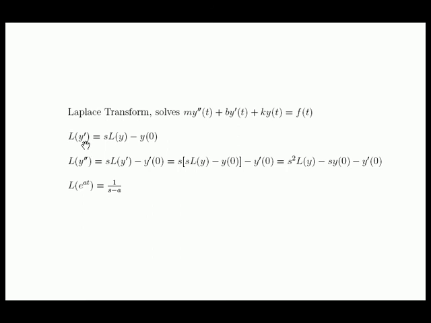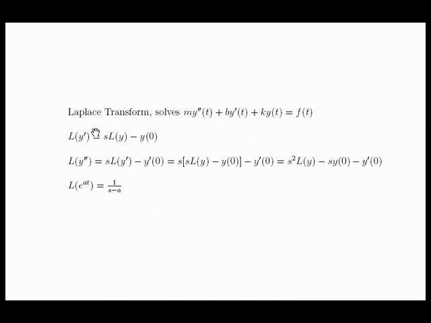Because, you know, the Laplace transform of y double prime is just s times the Laplace transform of y prime minus y prime of 0. So just apply this formula to y prime, and then apply this formula to L of y prime again, s L of y minus y of 0. So basically just apply this formula twice. You don't have to do the integration by parts again or anything. And you get s squared Laplace transform of y minus s y of 0 minus y prime of 0. So this formula is for the Laplace transform of y double prime.